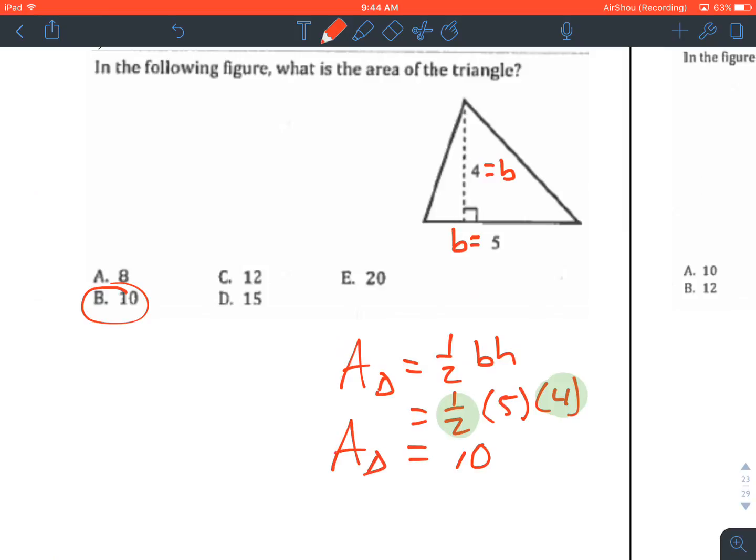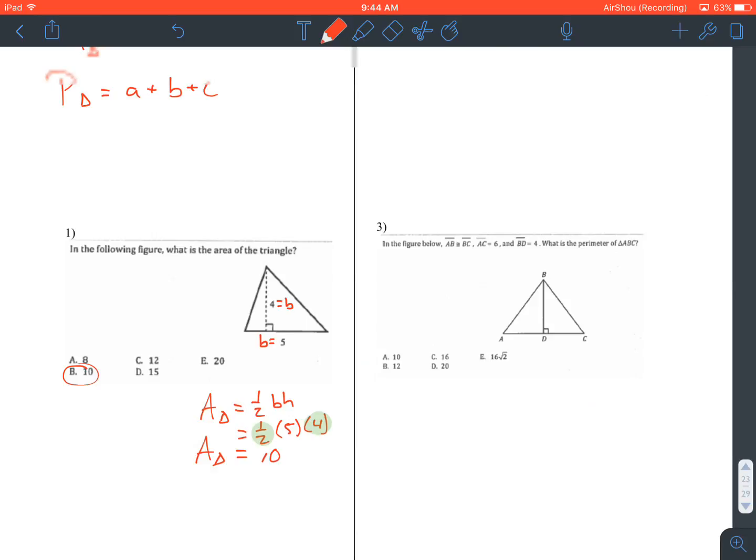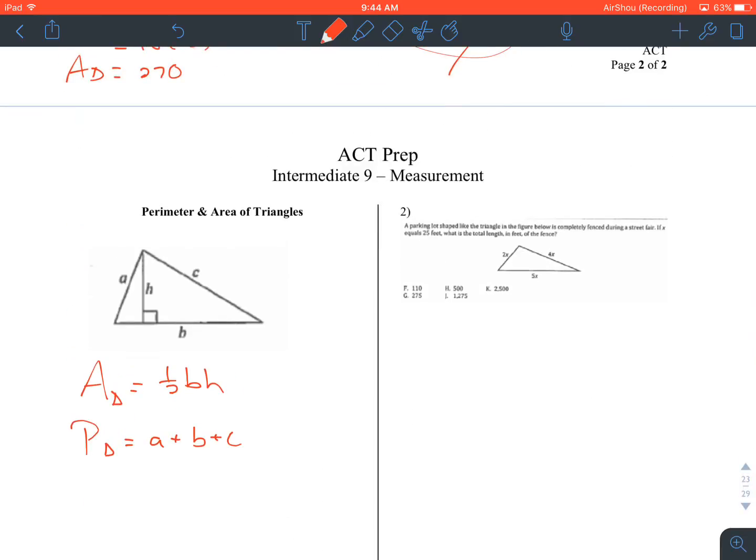We don't know what units they are. It could be inches, could be feet, could be sheep herders, we don't know.